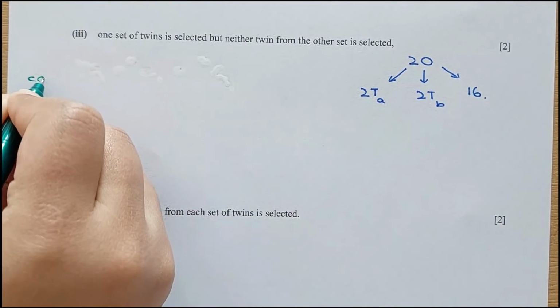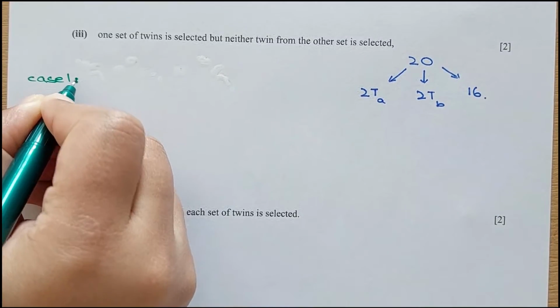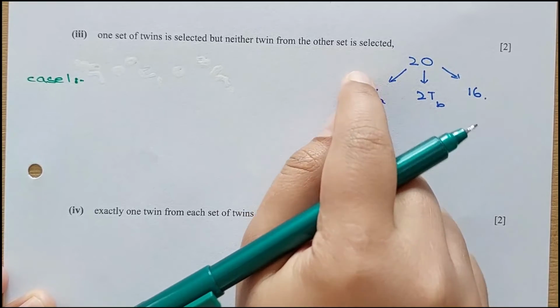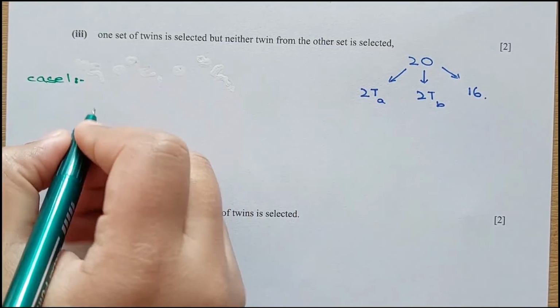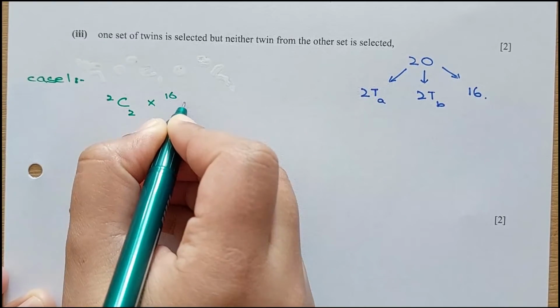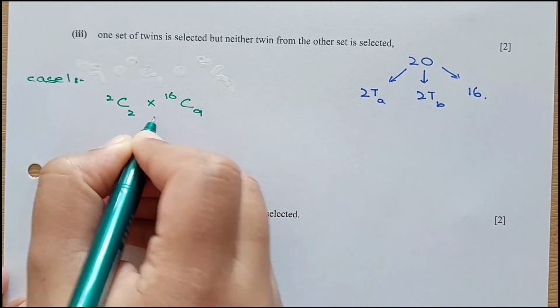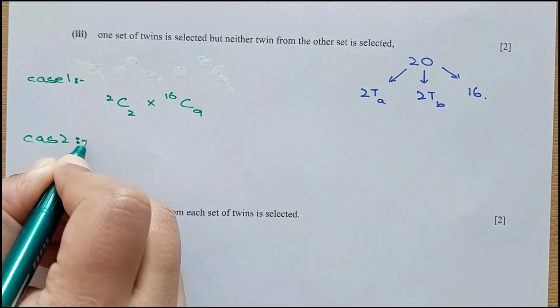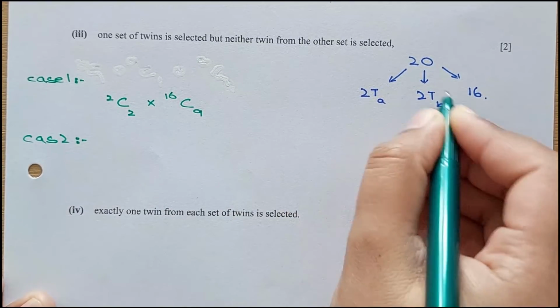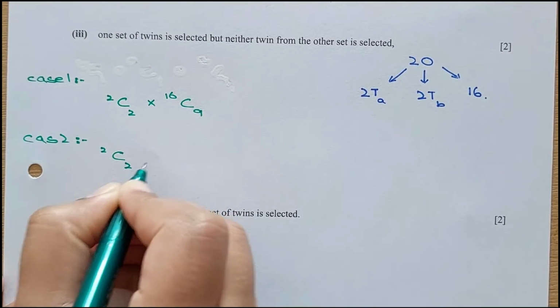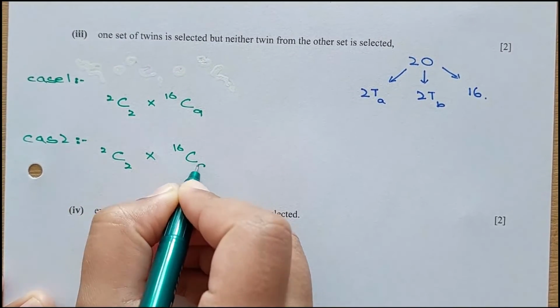So for case 1, we can say one set of twins is selected. If I select the twins of set A, so 2C2 is selected and the remaining we have 16C9, because the total we need is 11. Now for case 2, let's say the 2 twins of set B we are selecting, because one set is selected. So 2C2 is selected and 16C9, right?